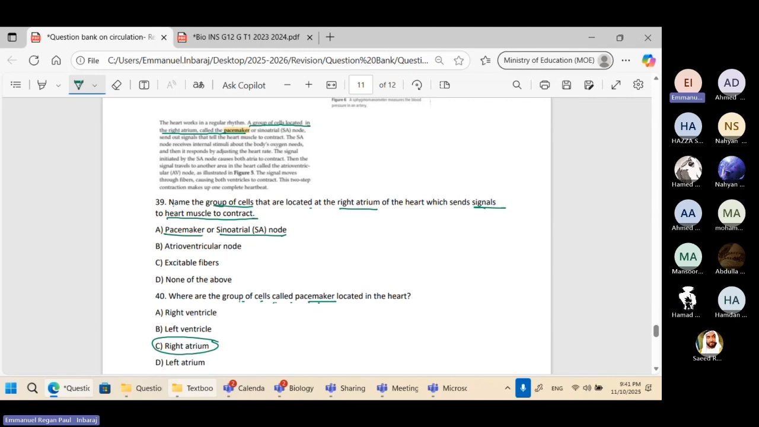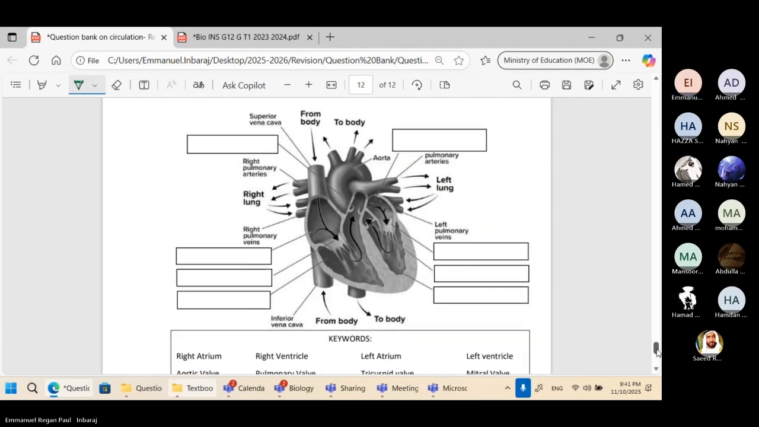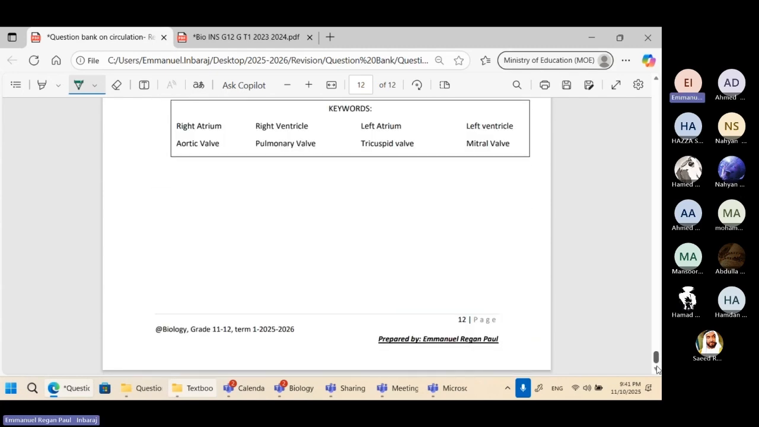Okay, so this is about the pacemaker. Right. Okay, so now we are finished. We have come to the end of the circulatory system.